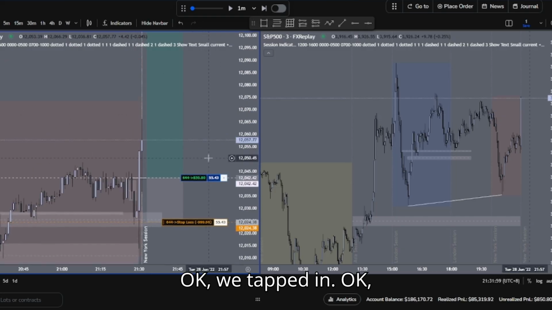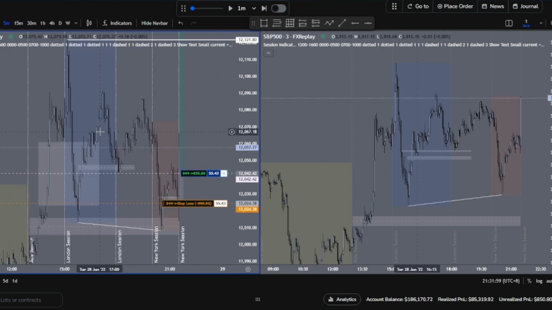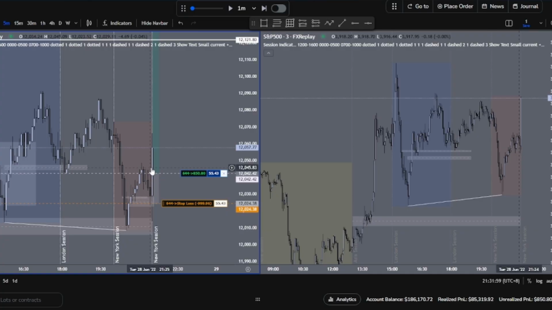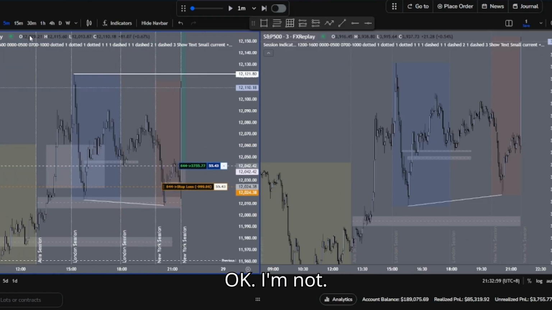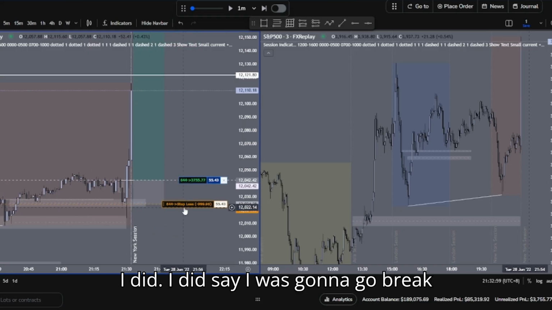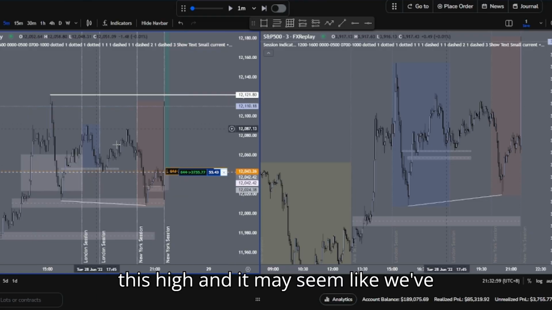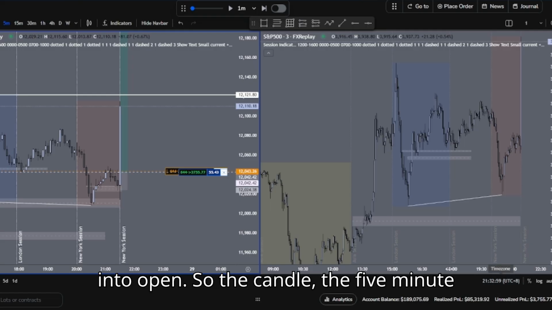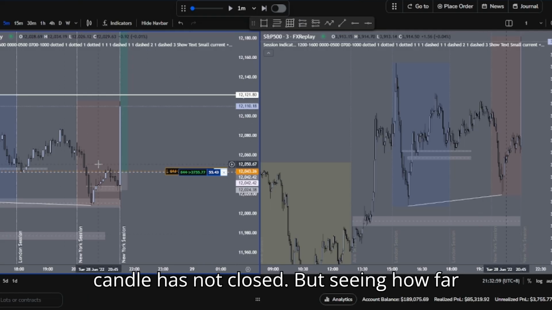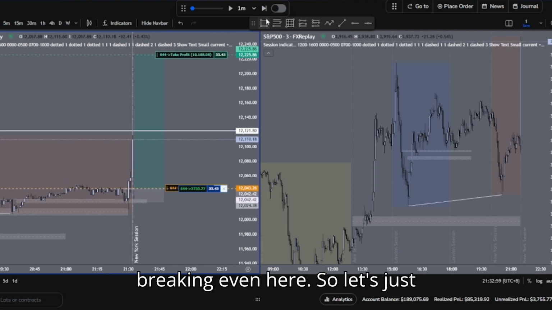Okay, we tapped in. Okay, I will go break even at this 5-minute inverse. So it's only been 2 minutes, 3. Okay, I did say I was gonna go break even then, but with price displacing this high, it may seem like we've inversed, but technically, if you look at the bottom here, it's only 3 minutes into open, so the 5-minute candle has not closed. But seeing how far it has displaced, I am very, very okay with breaking even here. So let's just continue.